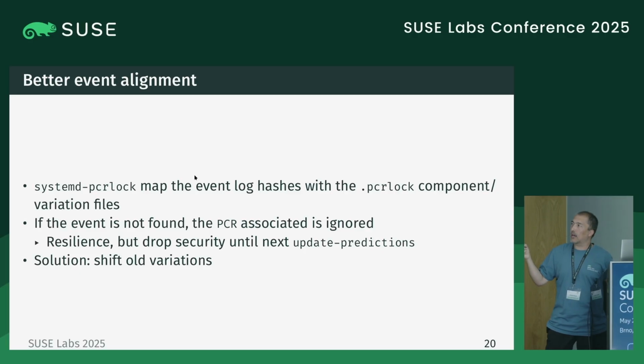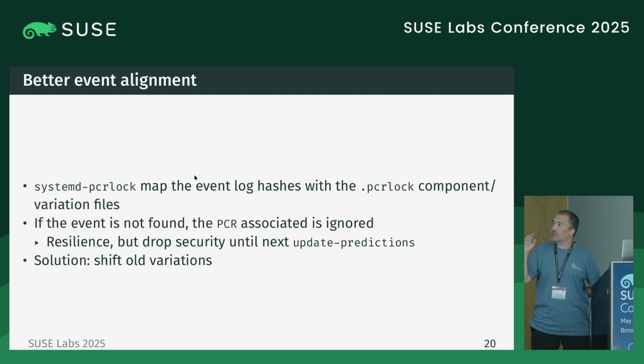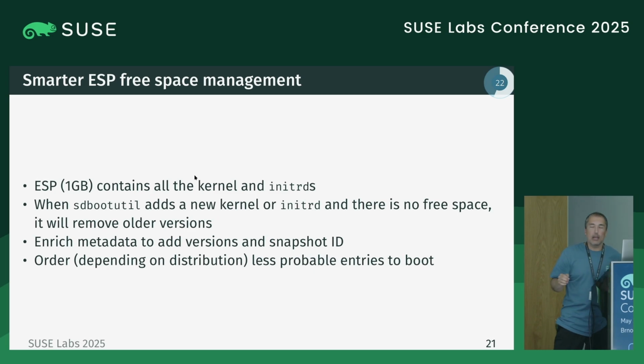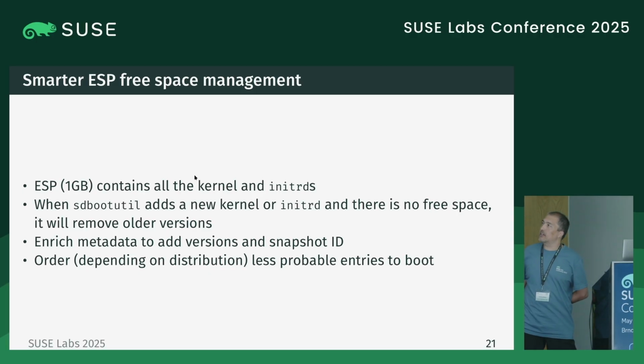The solution can be done at the SUSE util level. Basically, when we are going to do a new prediction, we are going to find the component or the variation that contains the hash in the event log, and we are going to keep that before removing the old prediction and updating with a new one. So this is going to be kept, and pcr-log is going to make the alignment of the component inside the event log. In that regard, because the kernel and the initrd are stored in the ESP, we maybe need a bigger ESP of 1 gigabyte.